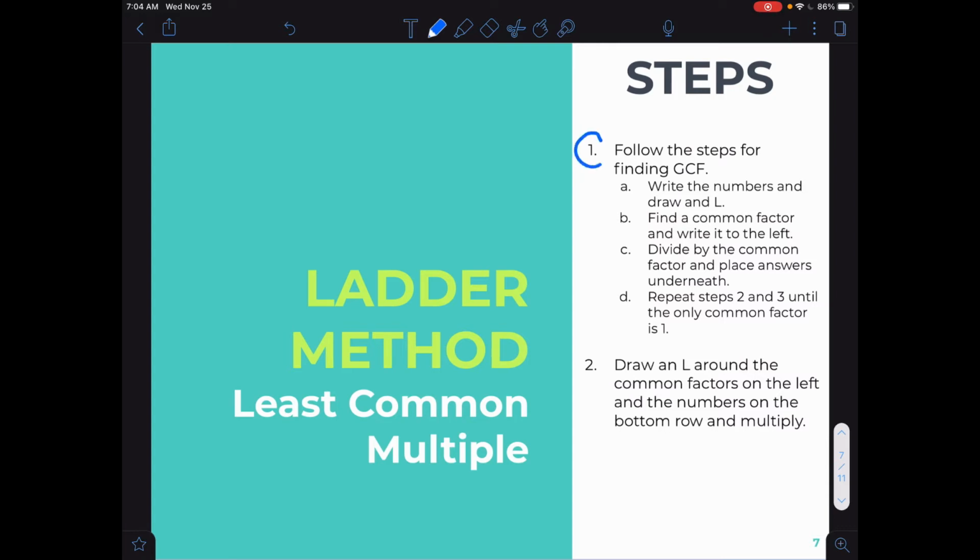The first thing we do is follow the steps for finding GCF. We write the numbers and draw an L. We find the common factor and write it to the left. We divide by the common factor and place answers underneath, and we repeat steps 2 and 3 until the only common factor is 1. Then, instead of drawing that G like we did for greatest common factor, we draw an L around the common factors on the left and the numbers on the bottom row, and then we multiply.